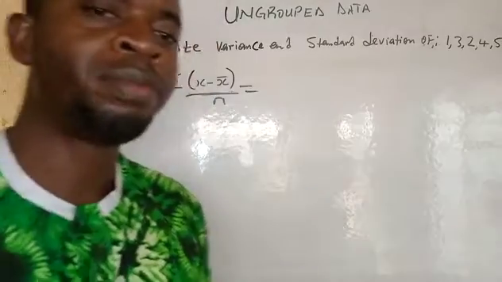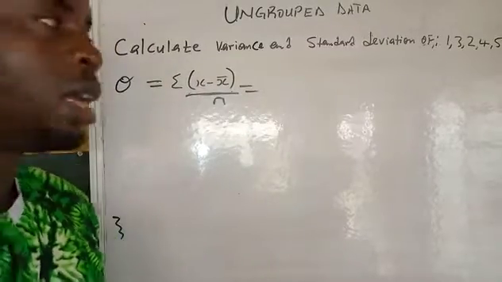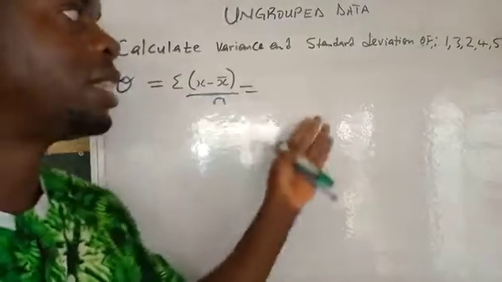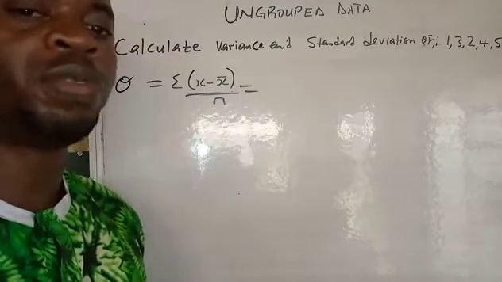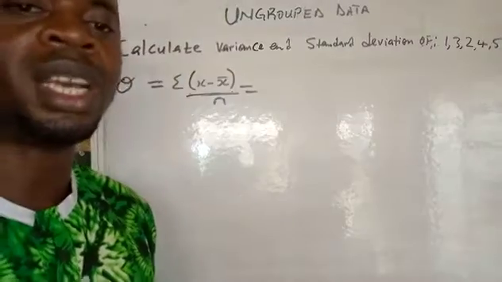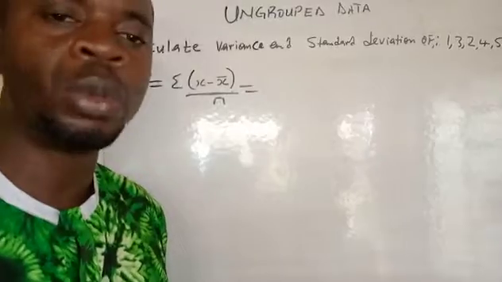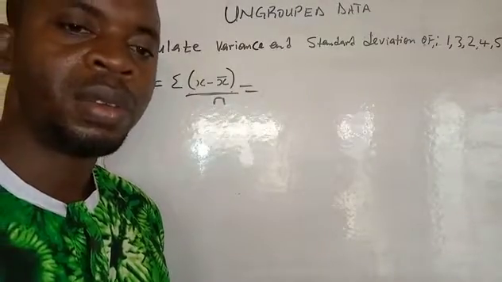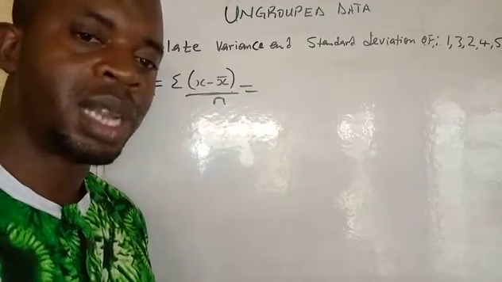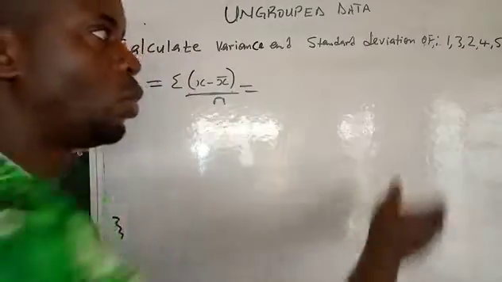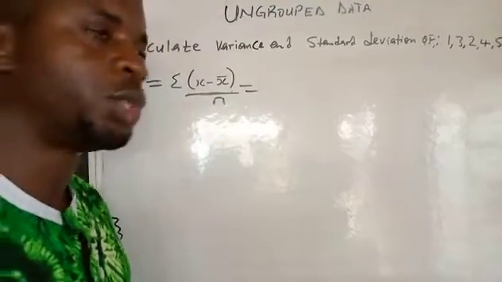Hello students, today we are going to be looking at ungrouped data, and we are going to be calculating variance and standard deviation. So how do we do this? How do we calculate variance and how do we calculate standard deviation? Now we have ungrouped data, so there is a formula to calculate variance of ungrouped data and standard deviation of ungrouped data. So we are working on ungrouped data and want to calculate the variance and standard deviation.